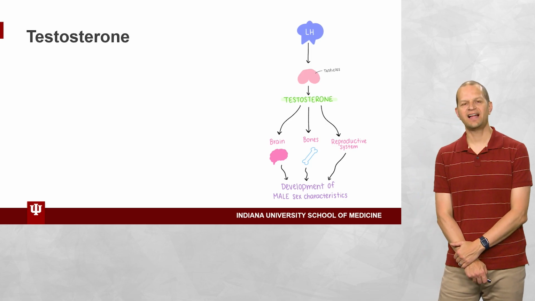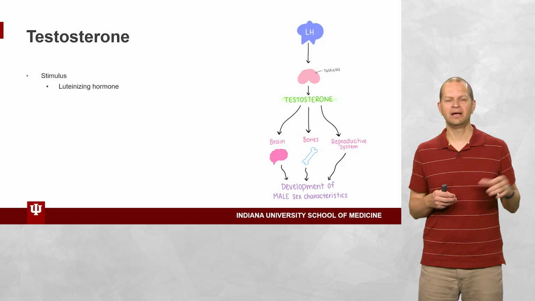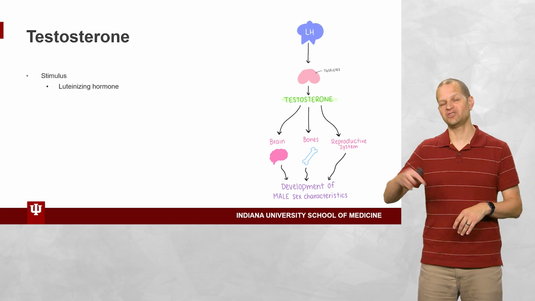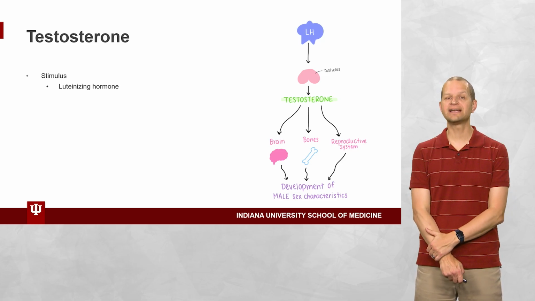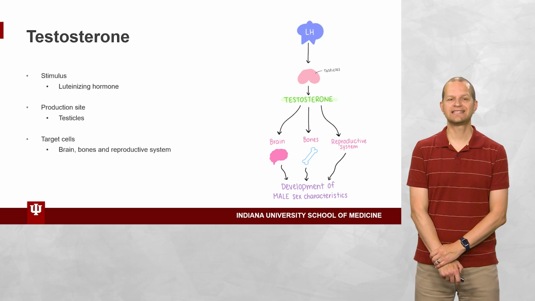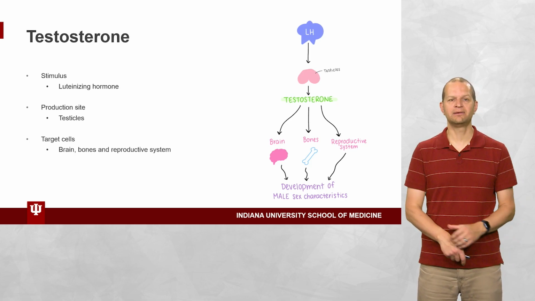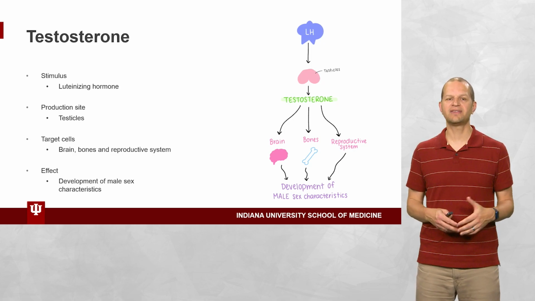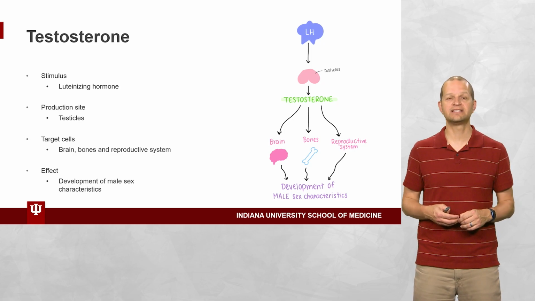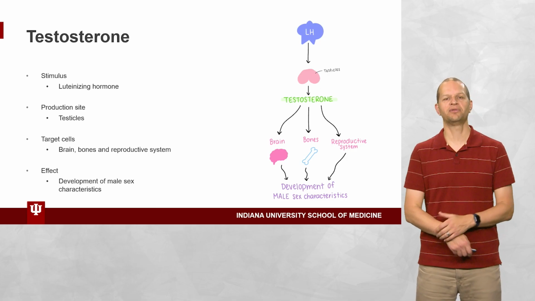From there, we're going to have testosterone, and so testosterone and estrogen are kind of the same thing. One generally works with biological males, one works with biological females. Testosterone is stimulated by luteinizing hormone. It's produced in the testicles, and it targets, just like estrogen, the brain, the bones, and the reproductive system. Ultimately, testosterone does a few things, including, but not limited to, the development of male sex characteristics. It can also lead to growth and things like that.